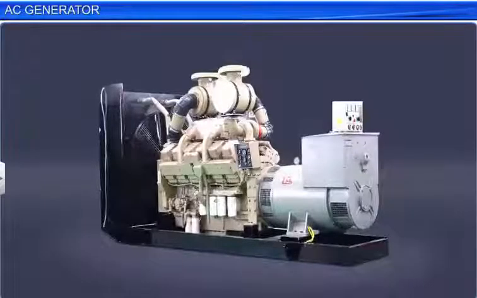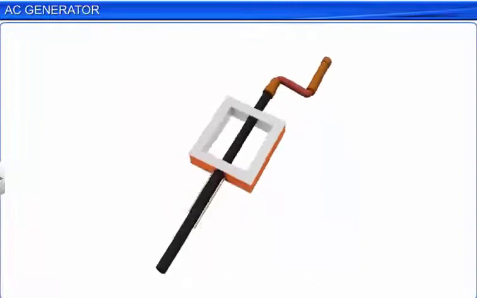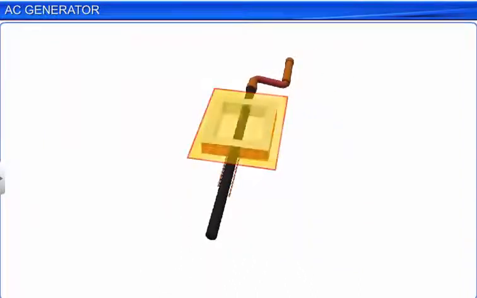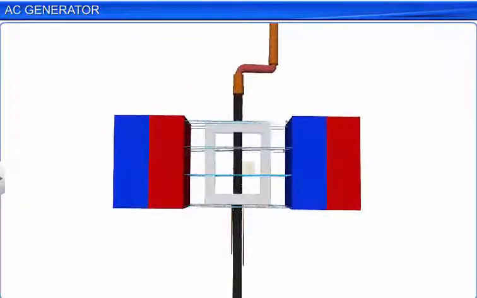An AC generator converts mechanical energy into electrical energy. In its simplest form, an AC generator consists of a rectangular coil mounted on a rotor shaft. The coil is also referred to as the armature. The coil is placed in a uniform magnetic field. The axis of the coil is normal to the direction of the magnetic field.